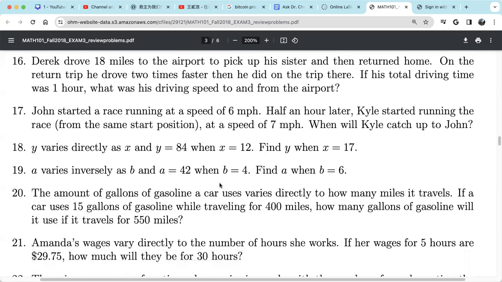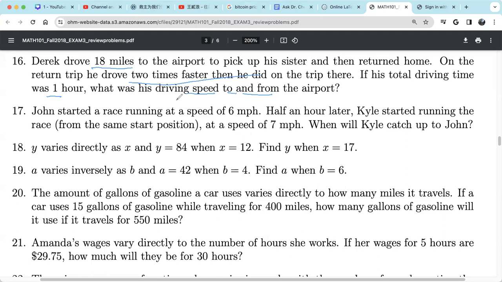Yeah, now let's see 16. Derek drove 18 miles to the airport, picked up his sister, and then returned home. On the return trip, he drove 2 times faster than he did on the trip there. If his total driving time was 1 hour, what was his driving speed to and from the airport? So we need to find both. One is to, one is from.